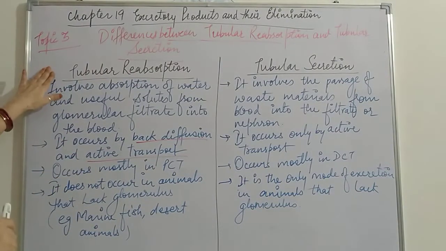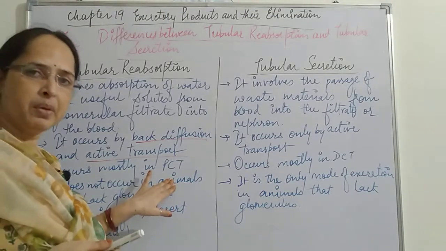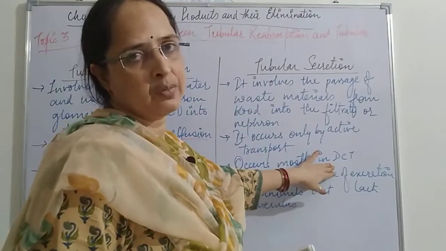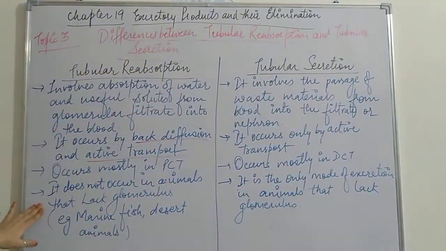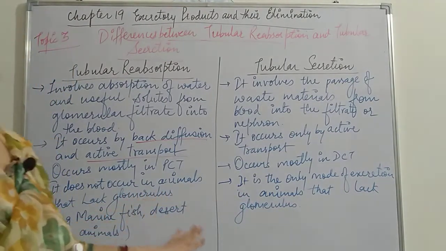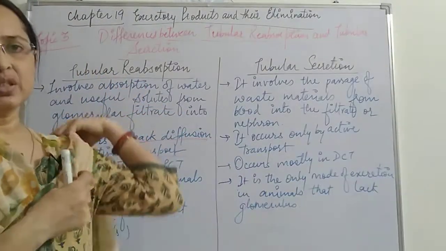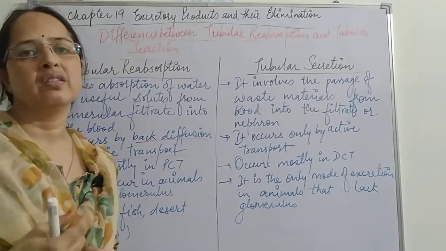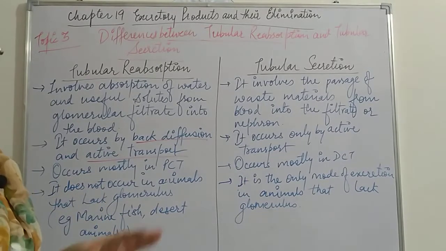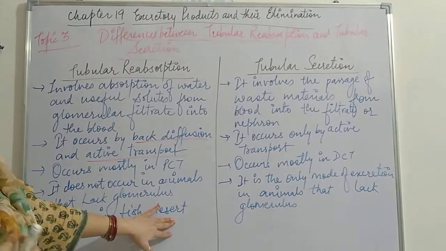Then tubular reabsorption mostly occurs in the proximal convoluted tubule, PCT, whereas tubular secretion occurs in the DCT, distal convoluted tubule. Then tubular reabsorption does not occur in animals that lack glomerulus. That means tubular reabsorption is found only in those animals who have glomerulus in the nephron, and is absent in those animals who lack glomerulus. The animals lacking glomerulus are marine fishes or saltwater fishes and desert animals.